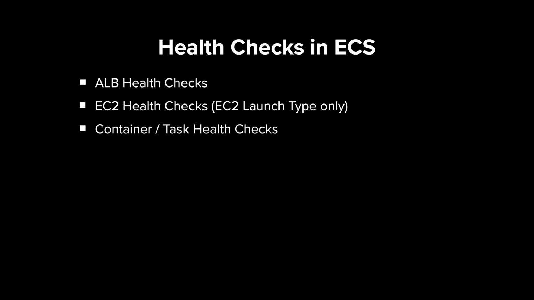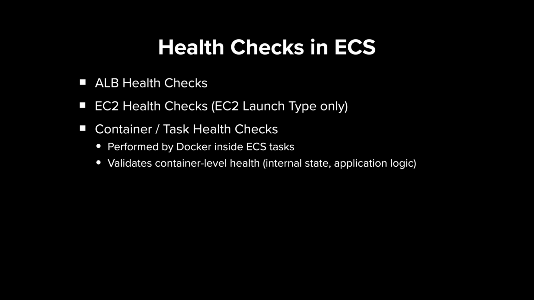The third type is container or task health checks. These are performed inside the container using Docker health checks defined in the ECS task definition. A command or script runs inside the container to validate the internal state or application logic. If the container repeatedly fails this check, ECS marks the task as unhealthy and replaces it. Container health checks apply to both EC2 and Fargate launch types.